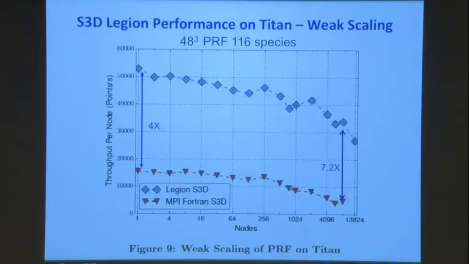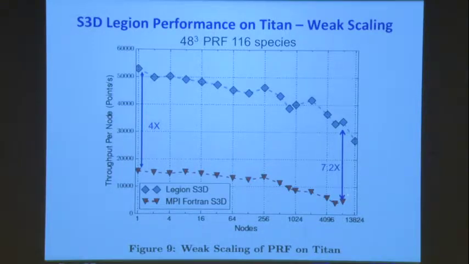And so I just want to give you an idea of the performance that we got from this S3D Legion performance compared with our MPI code. This is the weak scaling showing the throughput on the ordinate plotted versus the number of nodes on Titan, which is a petascale machine at OLCF. And the blue diamond symbols represent the Legion code, which has higher throughput than the MPI Fortran code shown by the red triangles. And at low node counts, we got about a 4x speed up rewriting our code in Legion compared with the original MPI code.